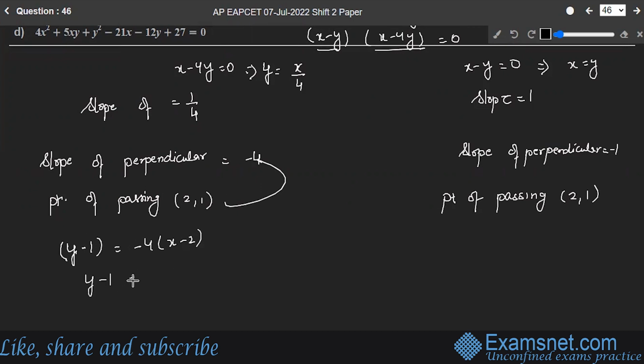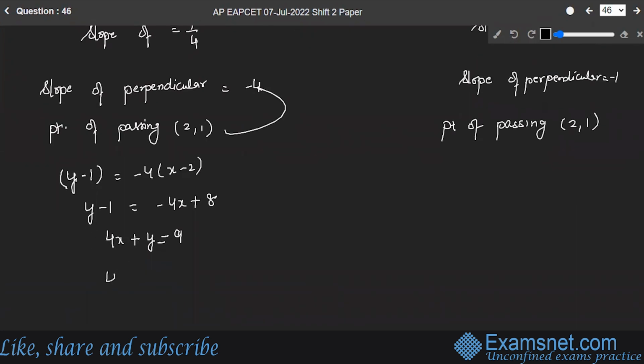So y minus 1 is equal to minus 4 plus 8, which gives you 4x plus y is equal to 9. Or you can say 4x plus y minus 9 is equal to 0. Similarly, over here, I can say y minus 1 is equal to minus 1, x minus 2, which will give you y minus 1 is equal to minus x plus 2. So, x plus y minus 3 is equal to 0 is the second pair equation of the line.